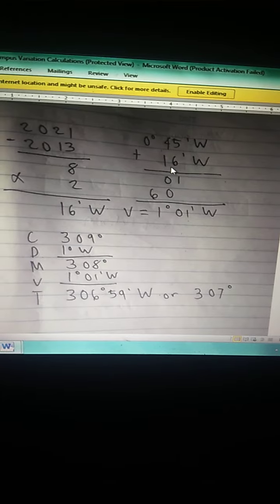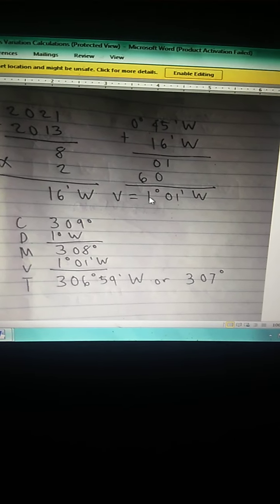Then 45 minutes west plus 16 minutes west equals a variation of 1 degree 1 minute west. So that's how we get our variation.